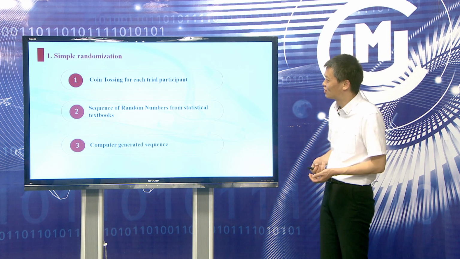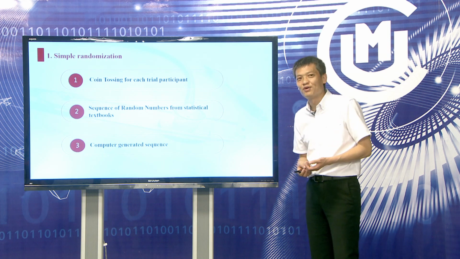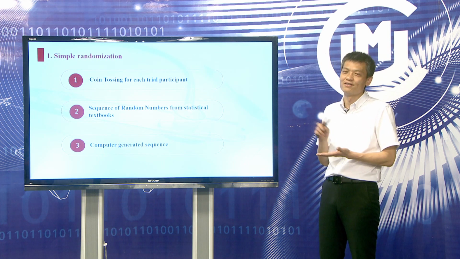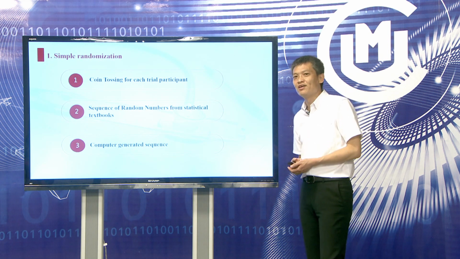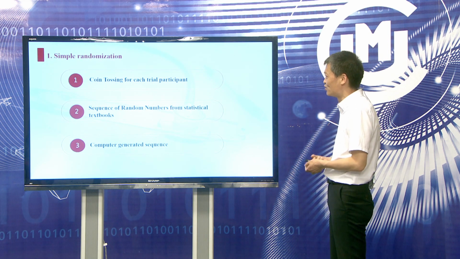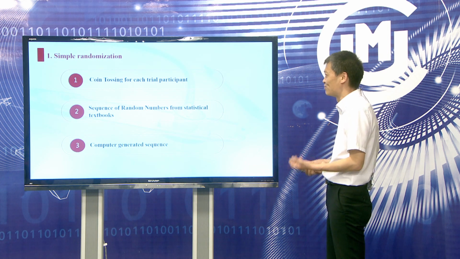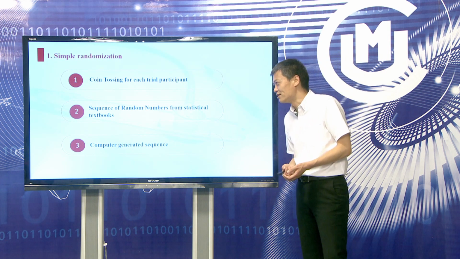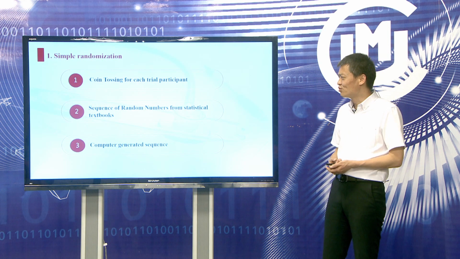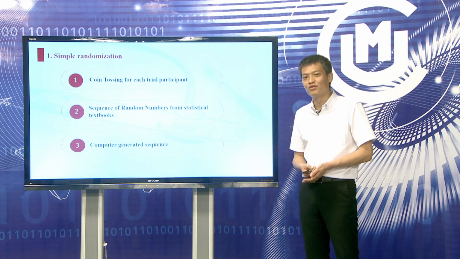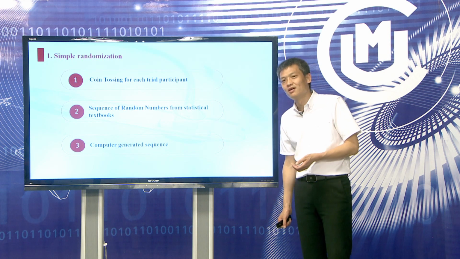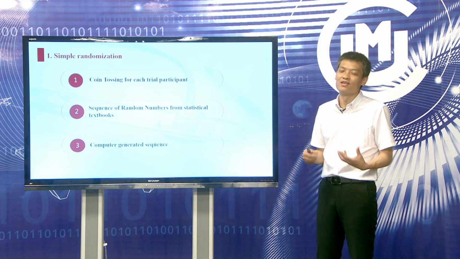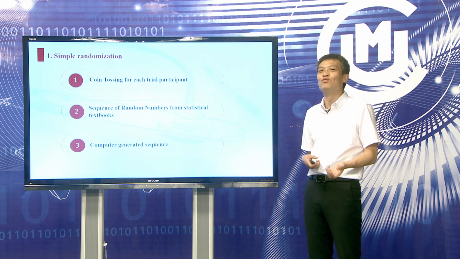For example, coin tossing for each trial participant: heads to treatment and tails to control. Another way is a sequence of random numbers from scientific textbooks. The third is a computer-generated sequence, which I recommend. The computer-generated sequence is very important, and it is very easy to implement simple randomization.